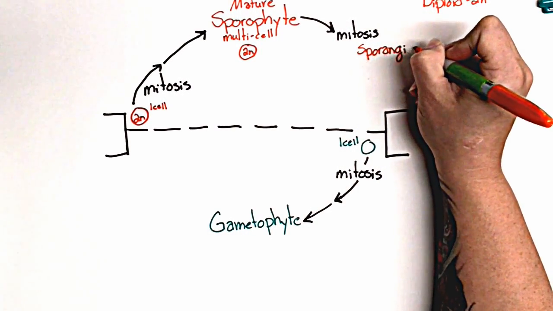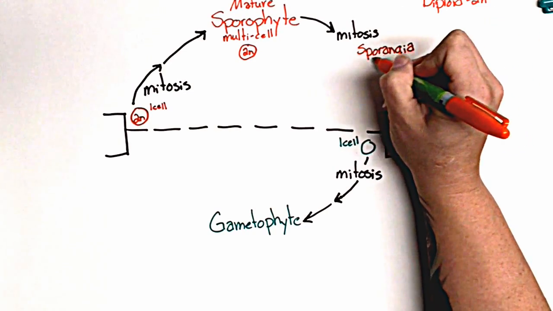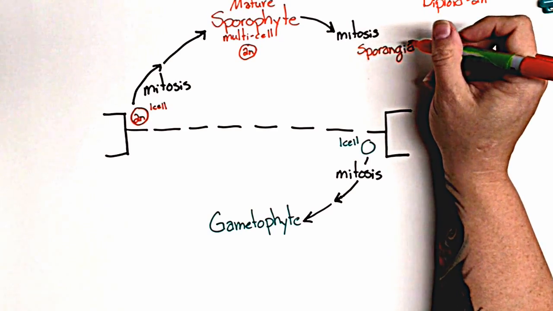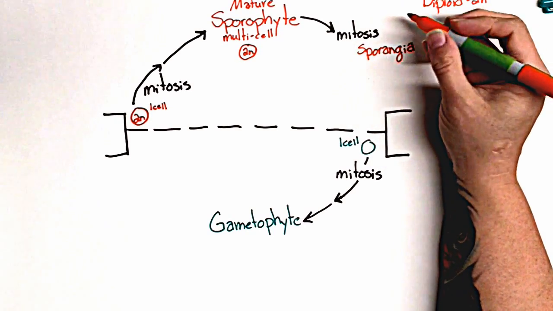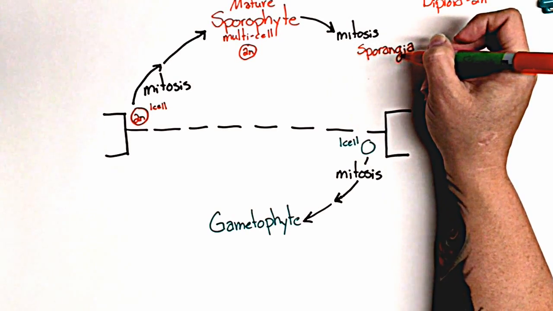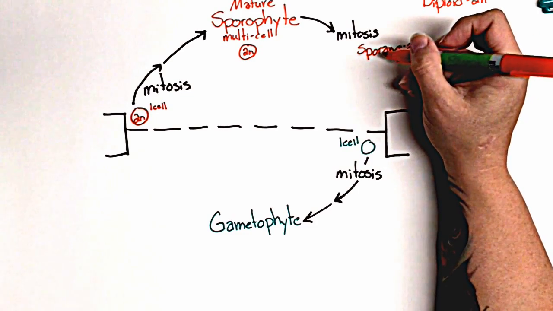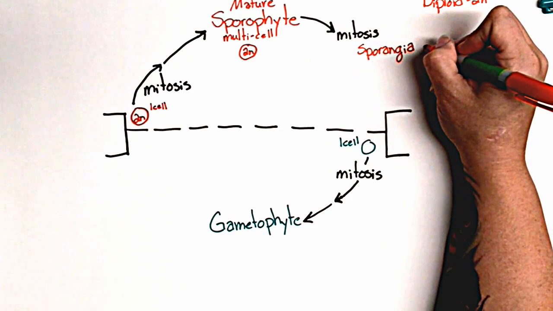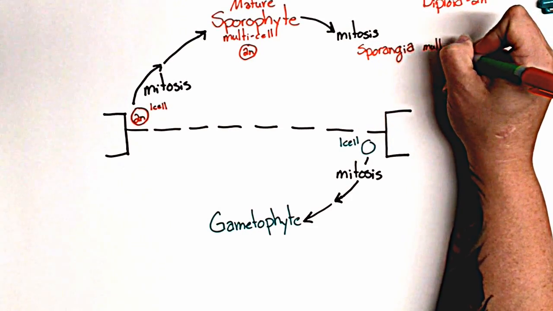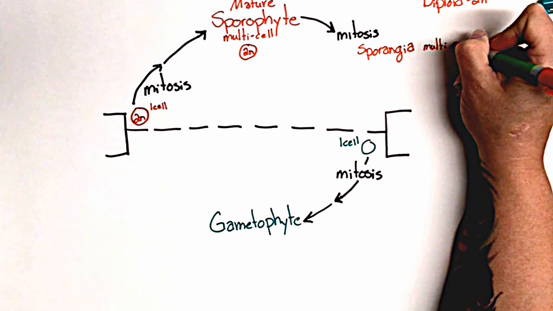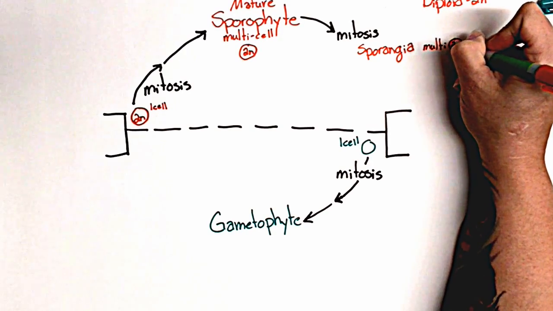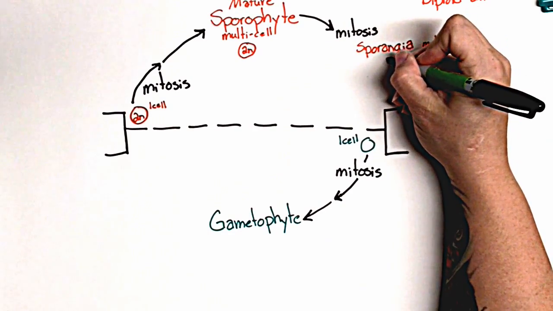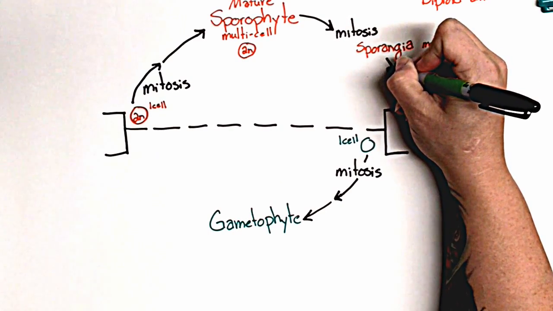Right, a sporangia. Oh, I think I spelled that wrong. Nope, I spelled it right. So that sporangia is a structure that holds cells that will become spores, okay? So right now we're still multi-celled, multi, and we are diploid. So we're still 2N, okay? All right, so that sporangia is created. There we go.